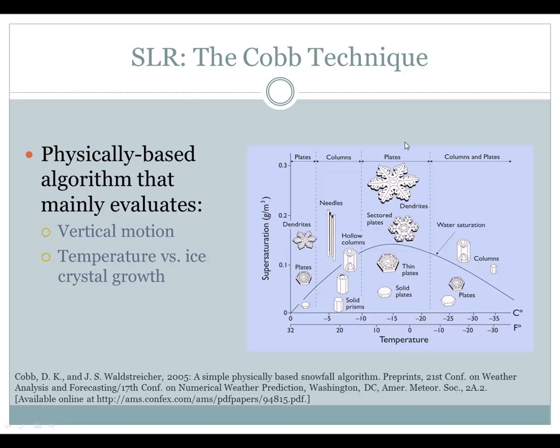Remembering also that it keys on, and bringing back to your memory, that dendritic growth occurs when you have a good amount of vertical motion, basically leading to supersaturated conditions with respect to ice at that minus 15 regime, kind of in that minus 12 to minus 18 Celsius range. That gives you the best stellar dendrites, which is going to lead to very low snow ratios. So that's really what the Cobb technique keys on.